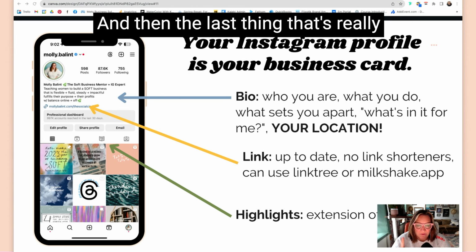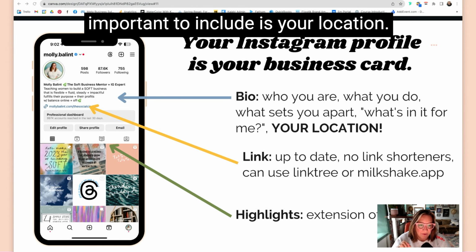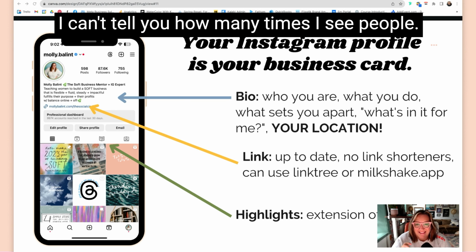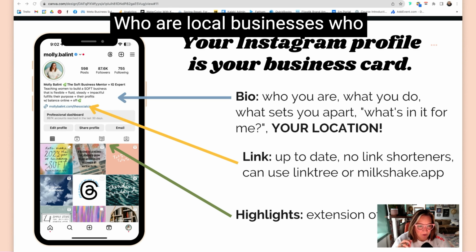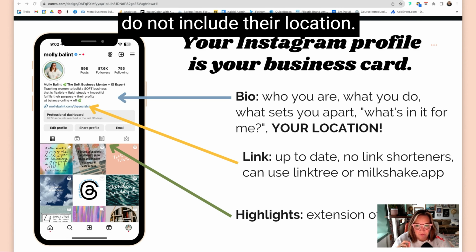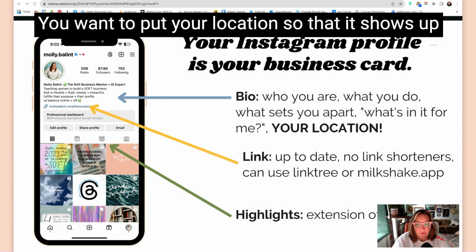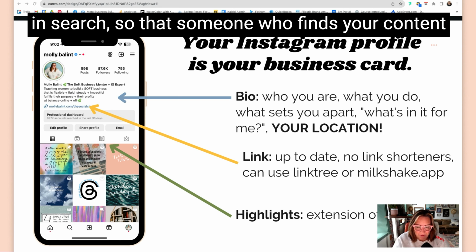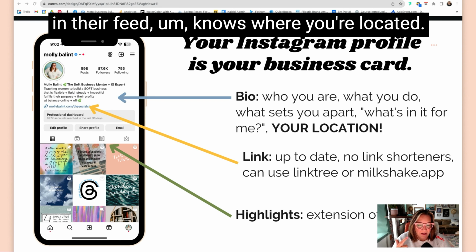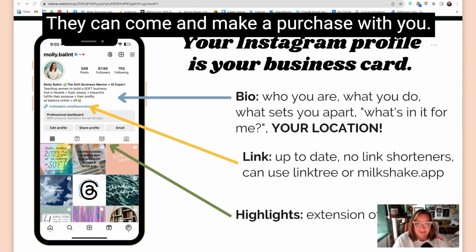And then the last thing that's really important to include is your location. I can't tell you how many times I see people who are local businesses who do not include their location. This is vital and this is key. Do not make this mistake. You want to put your location so that it shows up in search, so that someone who finds your content in their feed knows where you're located, and if they can come and make a purchase with you.